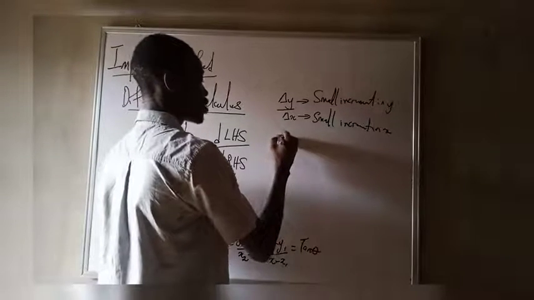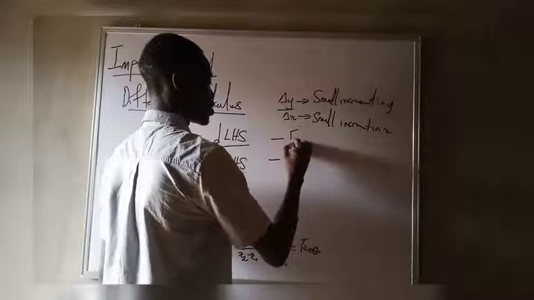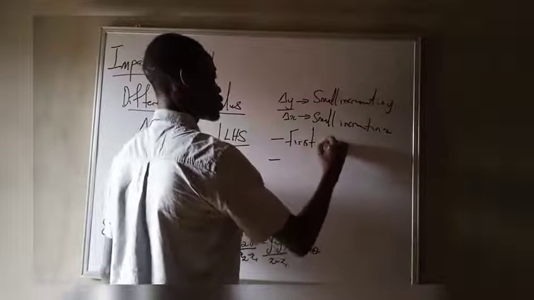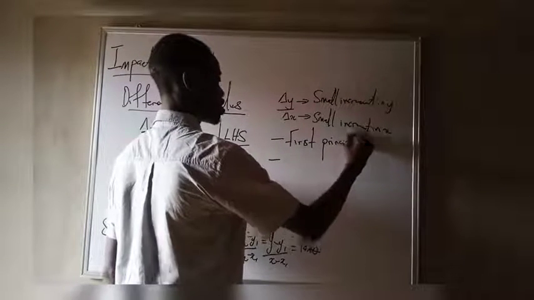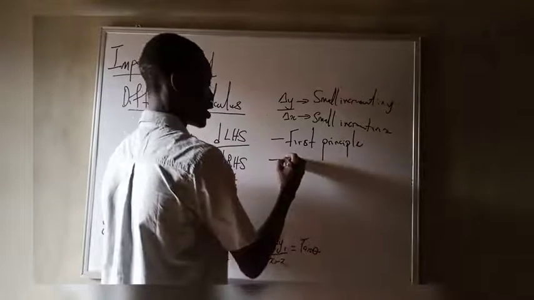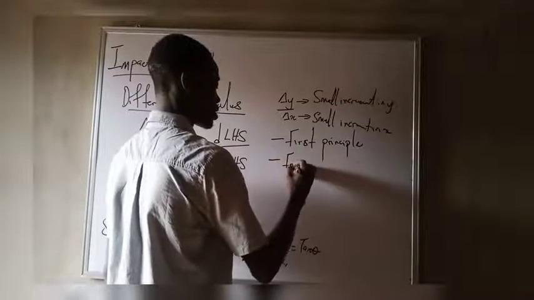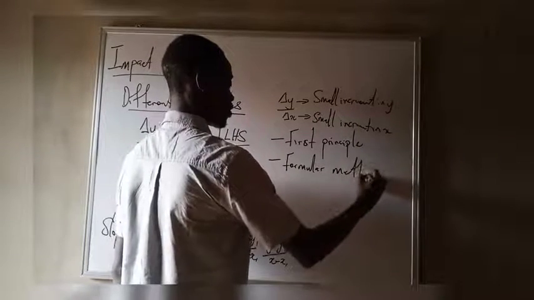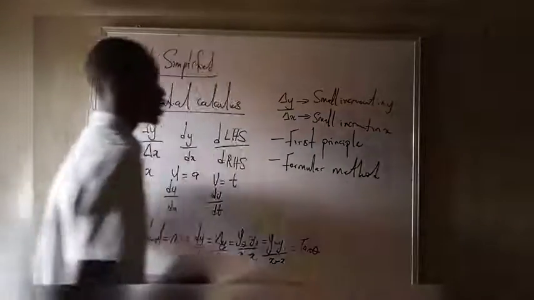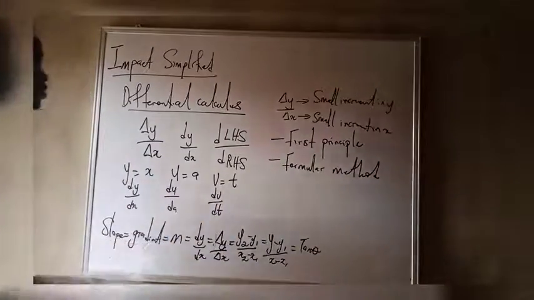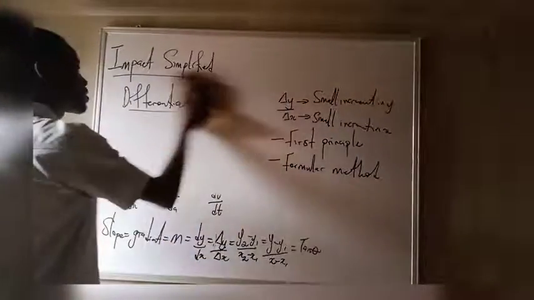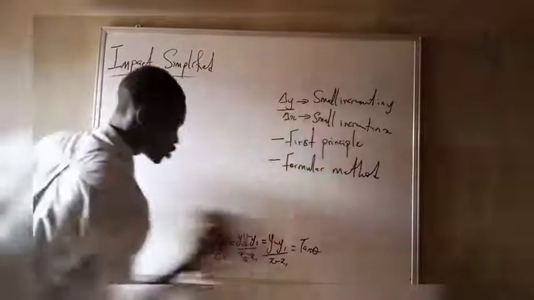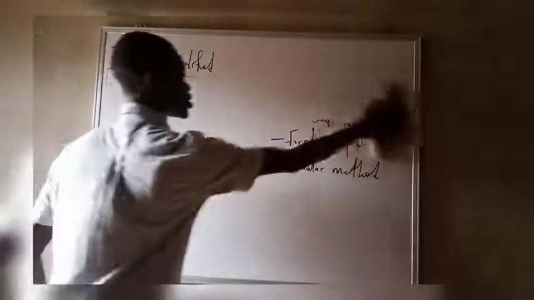Now for us to differentiate, we have two methods of differentiation. The first method is what we term differentiating from the first principle. And the second one is differentiation making use of the formula method. To start with, we are going to start with differentiation from the first principle. And what is the meaning of first principle? For us to differentiate with the first principle, we need to know a simple formula. And what is the formula?